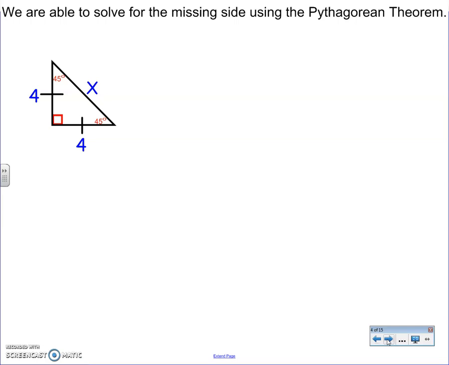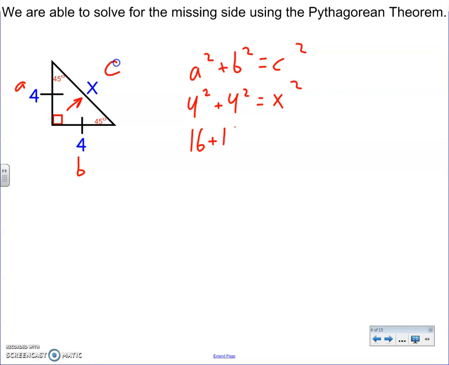So make sure you label A, B, and C. C is crossing the 90-degree angle. There's C. Let's call this A. Let's call this B. So A squared plus B squared equals C squared. That is 4 squared plus another 4 squared equals x squared. That is 16 plus 16 equals x squared. That is 32 equals x squared. I'm going to square root both sides.